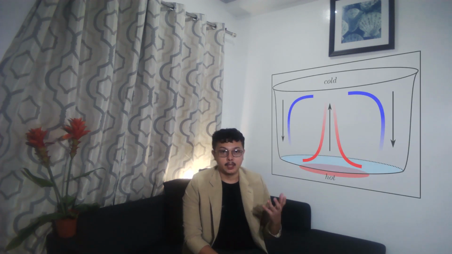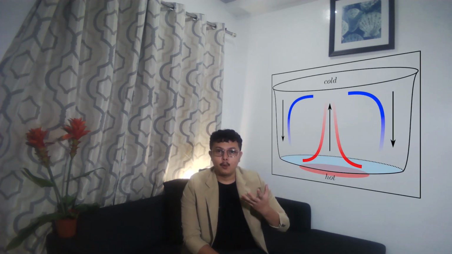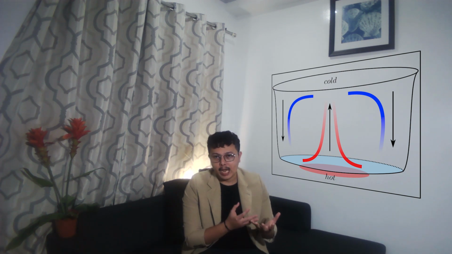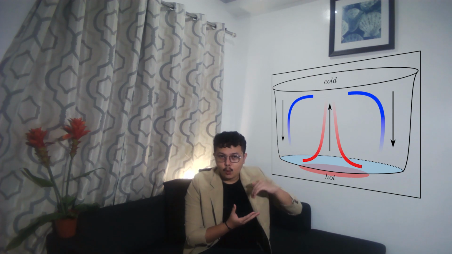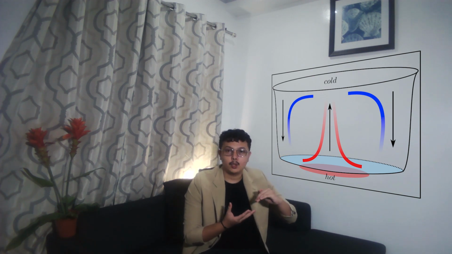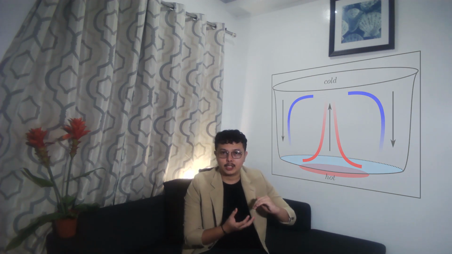What is convection again? Convection occurs when various parts of a fluid have varying temperatures, causing the fluid to move in a circular pattern, known as the convection current. When the fluid is heated from below, for example, the warmer and less dense fluid rises, the colder and denser fluid sinks lower to replace it, resulting in what we call a convection current.